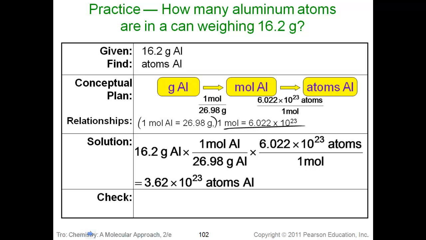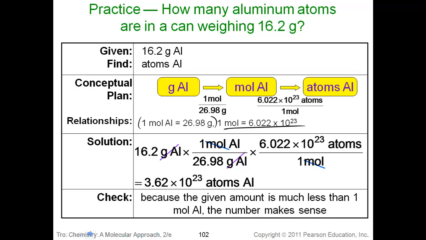There it is written out. Grams cancel out, moles cancel out, and you're left with atoms of aluminum.